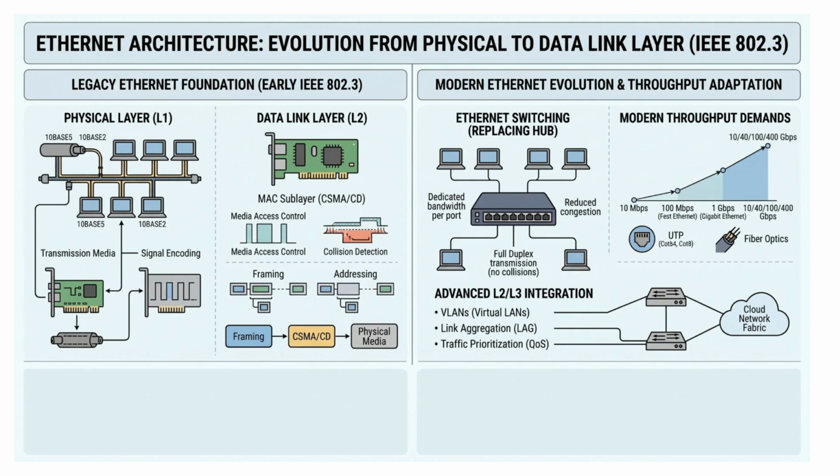The Ethernet architecture demonstrates how a hardware and software standard defined by IEEE 802.3 successfully evolved from the physical layer to the data link layer to adapt to modern throughput demands.